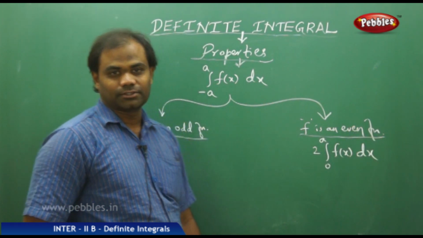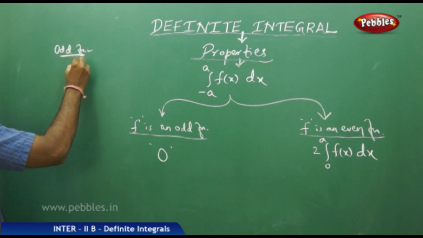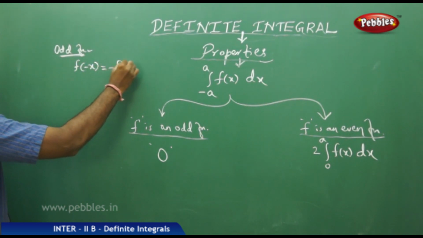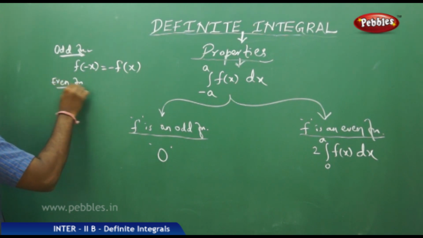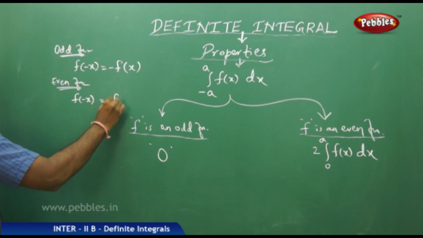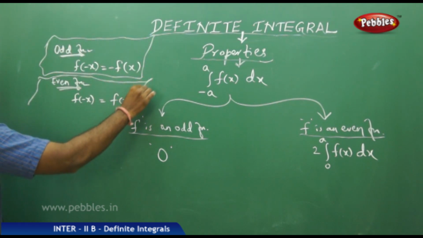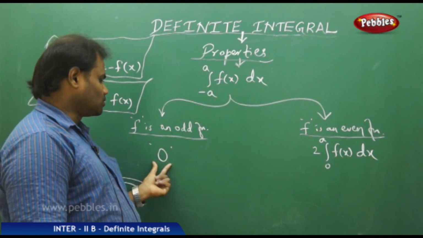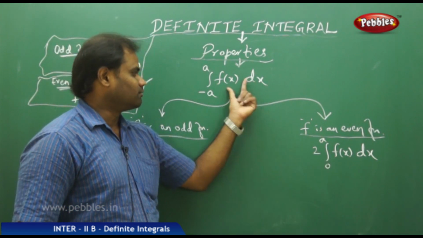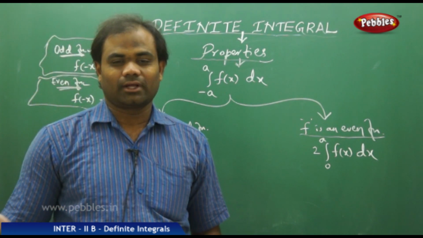As we recap, the odd function is a function where f of minus x is minus f of x. F is said to be an even function if f of minus x is equal to f of x. That's how we understand the odd and even function. Odd and even functions give this equal to 0 if f is odd and this equal to this if f is an even function. This is the formula we use in the case of odd and even functions.